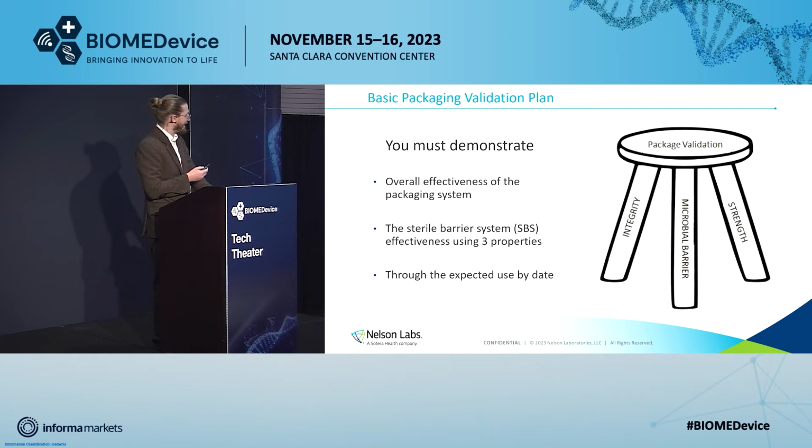I like to think about these package validations as a stool with three legs. Those three legs are the three kinds of testing that you need to do to meet the requirements. You have to have an integrity test, a microbial barrier test, and a strength test. All of those combined show how effective your package system is overall. And in addition to that, you need to do it over the entire shelf life of your product.